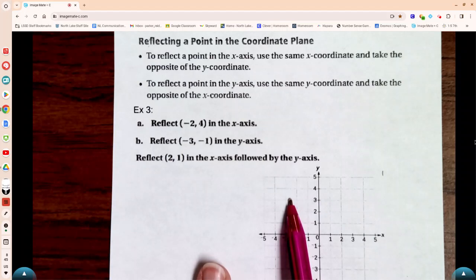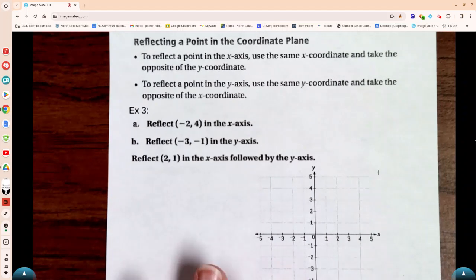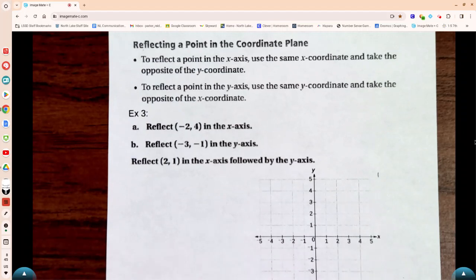So the x value will either go from positive to negative or from negative to positive. If we are reflecting over both axes, both values become their opposites because we are making both movements. We are going to use a coordinate plane to show the reflection, but we also just want to know that this is a rule that we can always go back to.